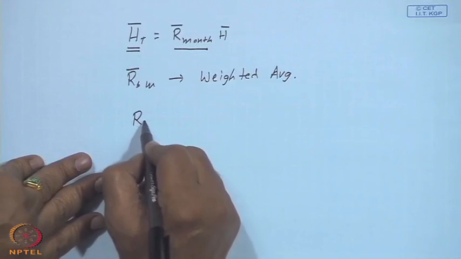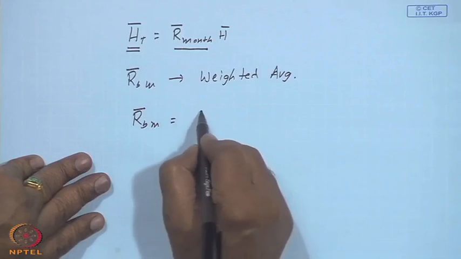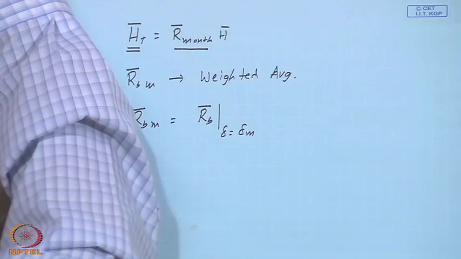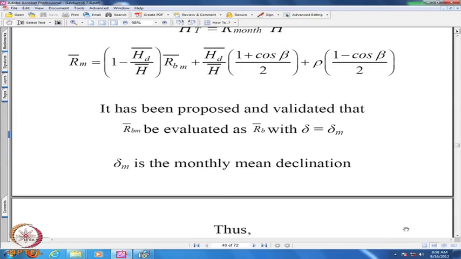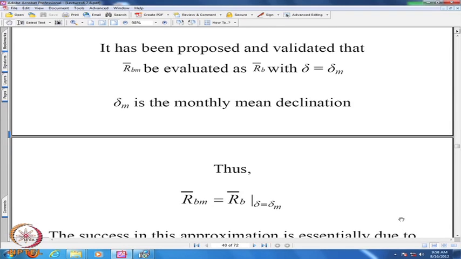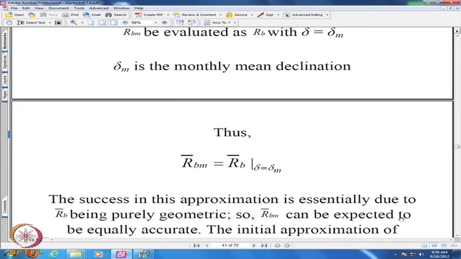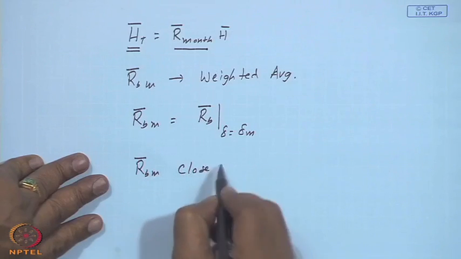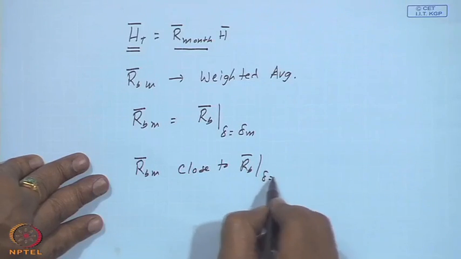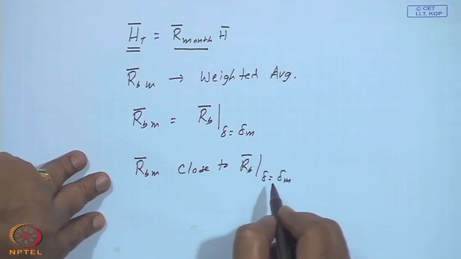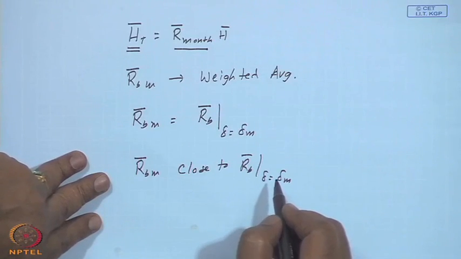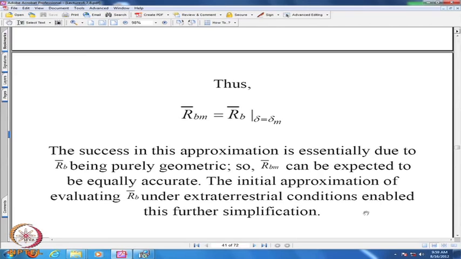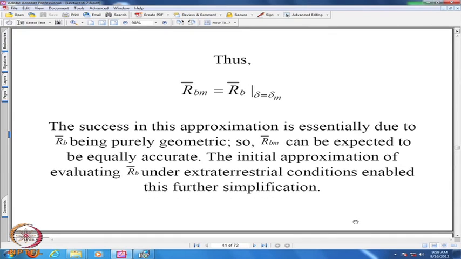Fortuitously, this R B bar m can be calculated just like R B bar with delta equal to delta m. That is, we have already earlier defined the mean declination for the month as the one with the closest extraterrestrial radiation equal to the average for the month. Now, this R B bar m is close to R B bar evaluated with delta equal to delta m, which has been verified with the data of 30 or 31 days. In other words, you sum up the earlier relation, get R B bar m, and compare with the value that you obtain as if it is a single day, but with declination being delta m.